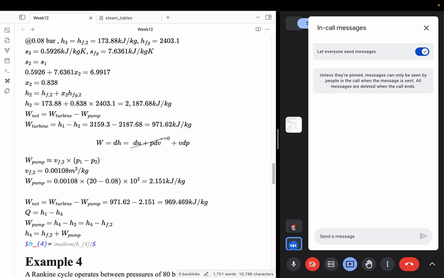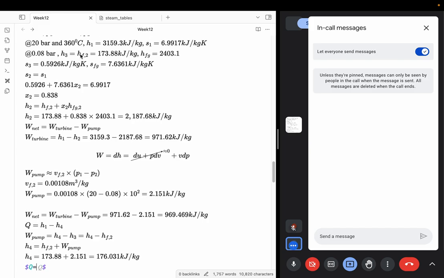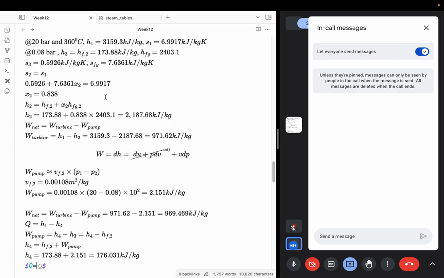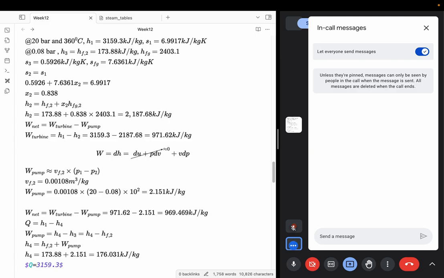HF2 is something we already know from here, 173.88, plus the work done by the pump, 2.151. Now I have H4, I can substitute in the previous equation, H1 minus H4. H1 is 3159.3 minus H4, which is 176.031.